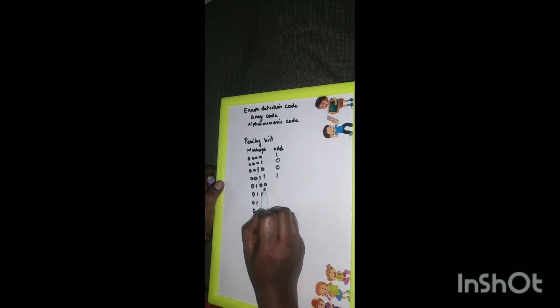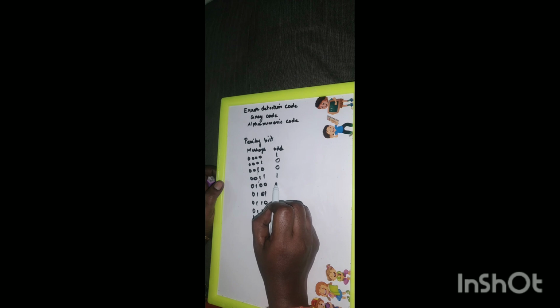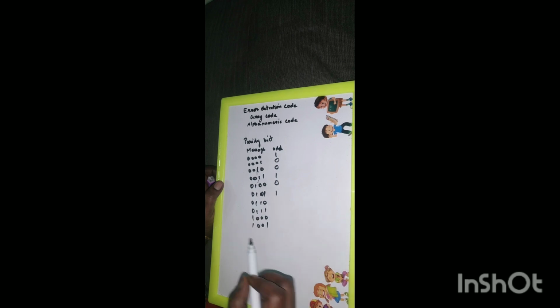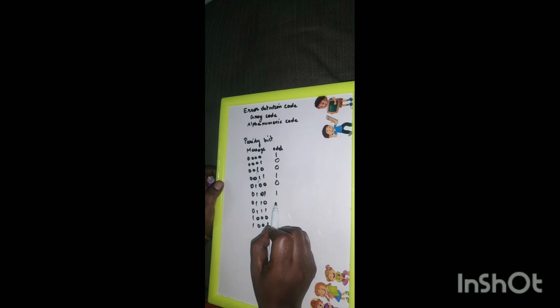Okay. The next is 0 1 0 0. Here there is an odd number of 1, that is only one, so we should put 0. Here two 1s are there, so to make it an odd number of ones, I make the odd parity bit 1. Here an even number of 1s is there, so I should put 1. Here an odd number of ones, we should add 0. Next, there is an odd number of 1, so I should add 0. Here an even number of ones, I should add 1 to make this message odd.